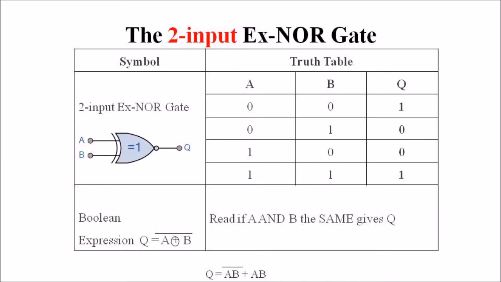Here in the symbol we can see there are two inputs A and B, and the Boolean expression is Q is equal to A XNOR B or A XOR B the whole bar, and it is read as if A and B the same gives Q. The truth table consists of A and B with output Q. A XNOR B gives Q, or simply 0 XNOR 0 gives 1, 0 XNOR 1 gives 0, 1 XNOR 0 gives 0, and 1 XNOR 1 gives 1.